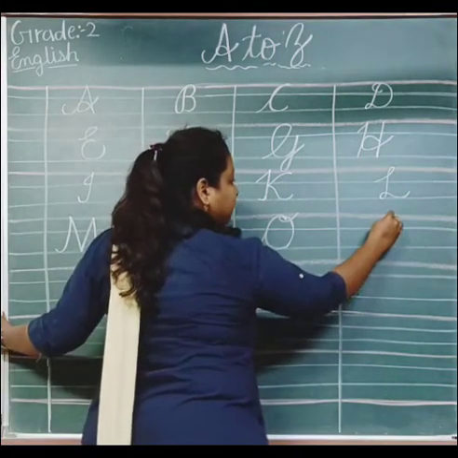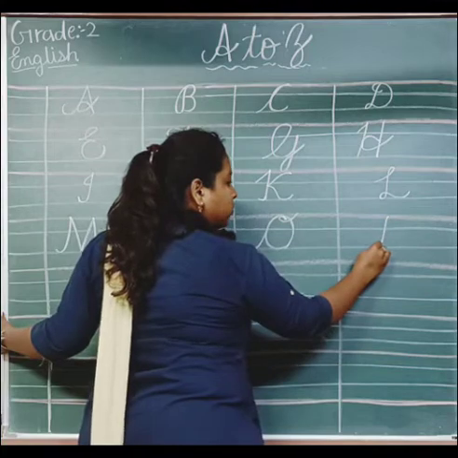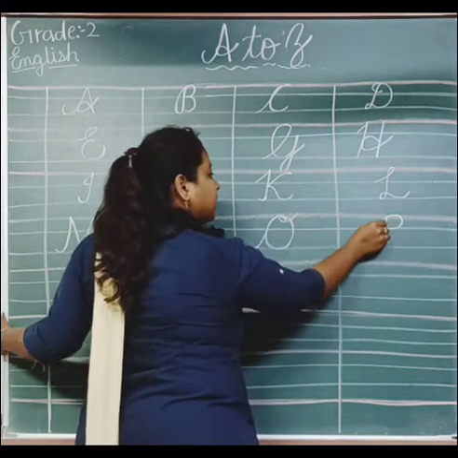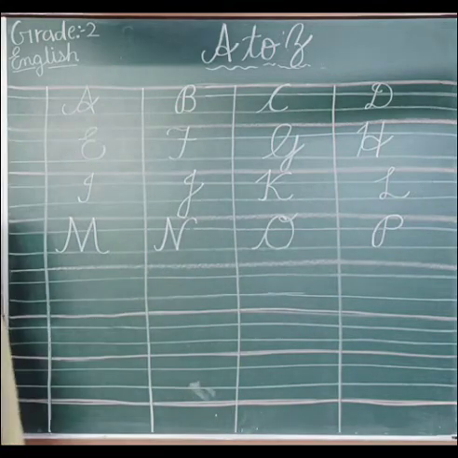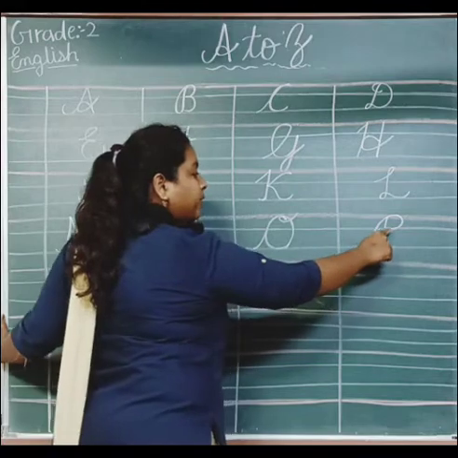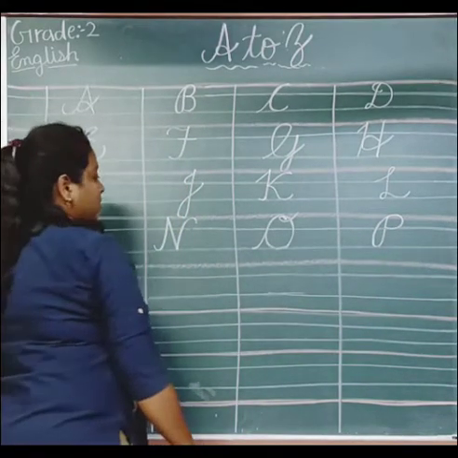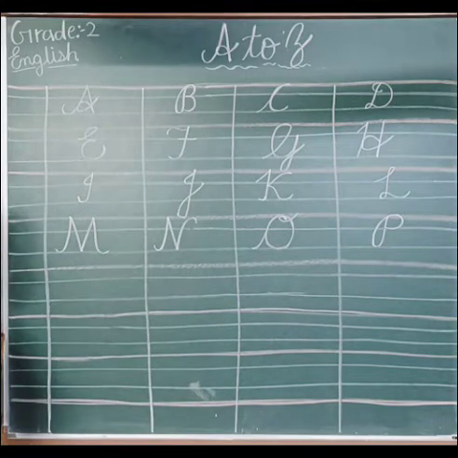P. Start from the red line, touch the blue line, make a curve, go up to the red line and make a curve up to the upper blue line. You have to curve up to the top blue line. Okay? After P, Q will be there.